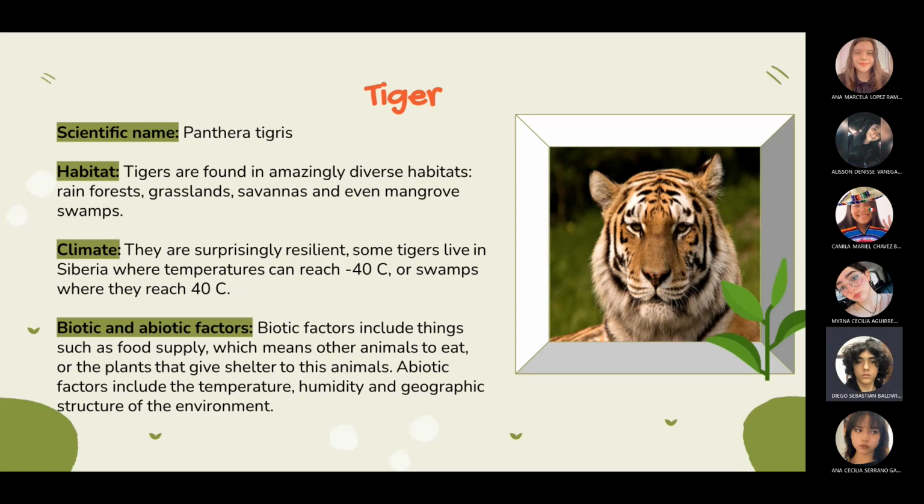The biotic and abiotic factors include, well, in the biotic part, things such as food supply, like other animals to eat, and plants that give shelter and protect these animals from the weather. And abiotic factors include the temperature, humidity, and the geographic structure, which is like rocks.